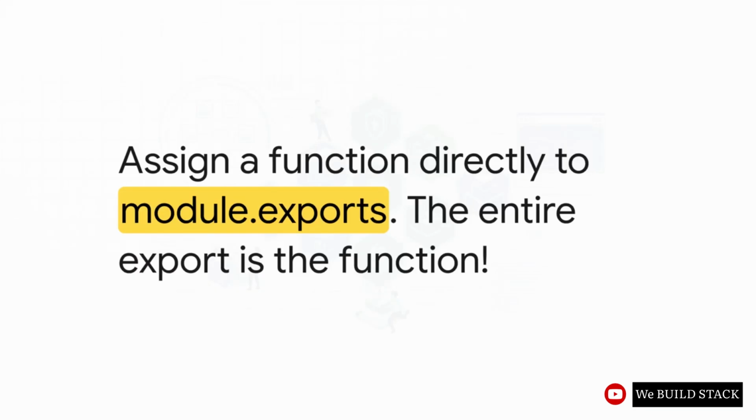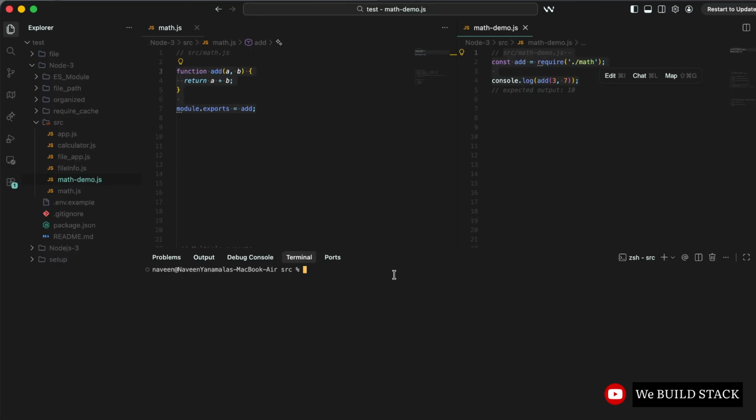First up is the single value export. Here, we are directly assigning just one function, in this case, a simple add function, straight to module.exports. When another file explicitly requires this math file, the entire export is just that function itself. You run it, and boom, you get an output of 10. It is explicit, it's direct, and it does exactly what it says on the tin.